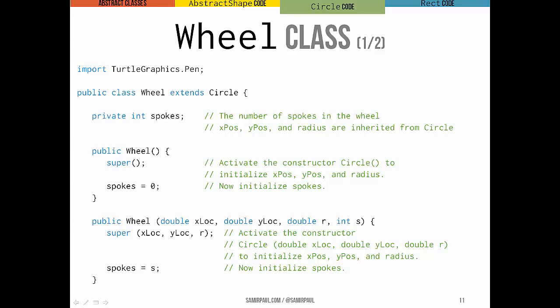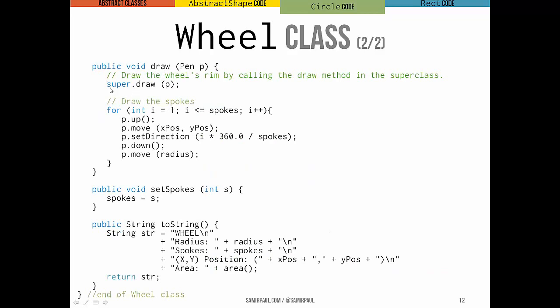We have our constructors, our draw method, which invokes super.draw. In this case, super refers to the immediate superclass of wheel. So in circle, super referred to abstract shape. In wheel, super refers to circle. So we call circle's draw method, and then we just add on the spokes. Finally, we have our methods setSpokes, which is specific to the wheel class, and toString, which we override completely.